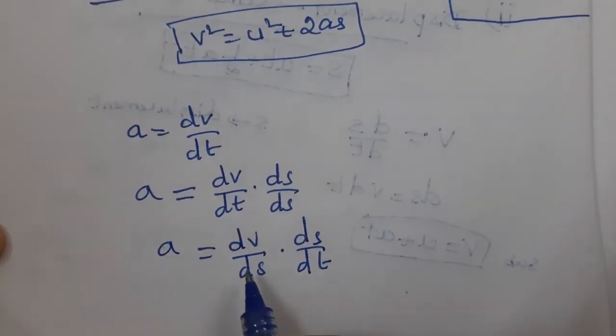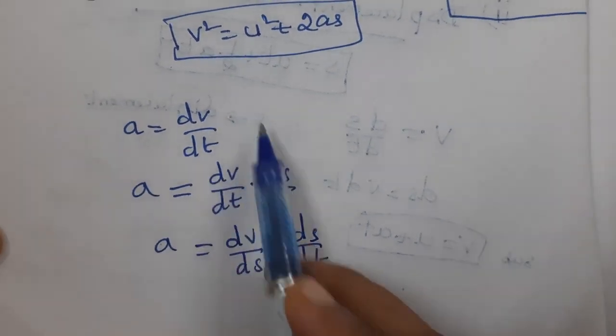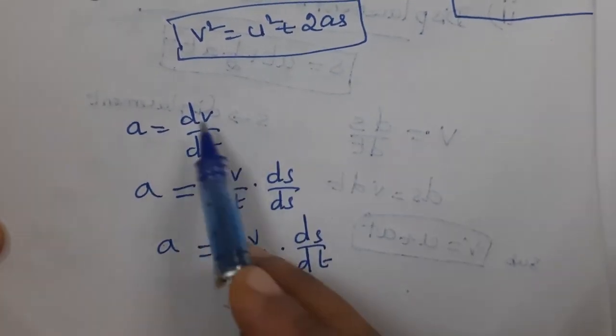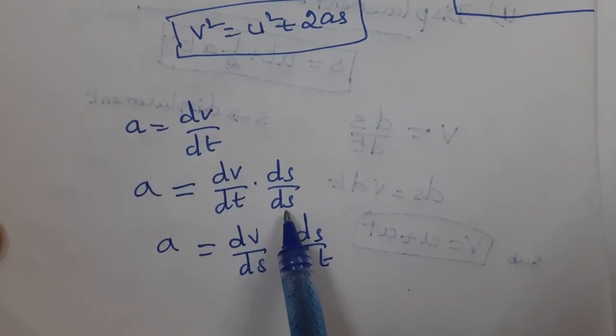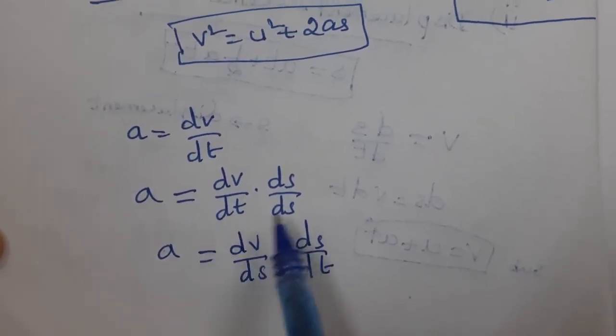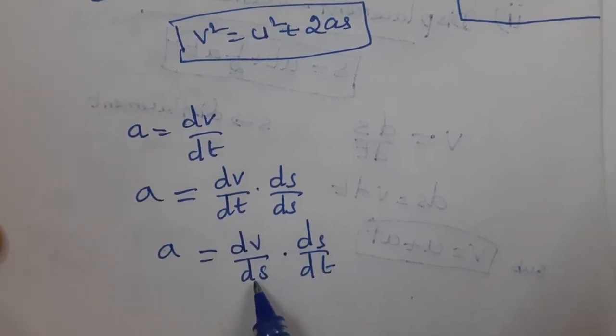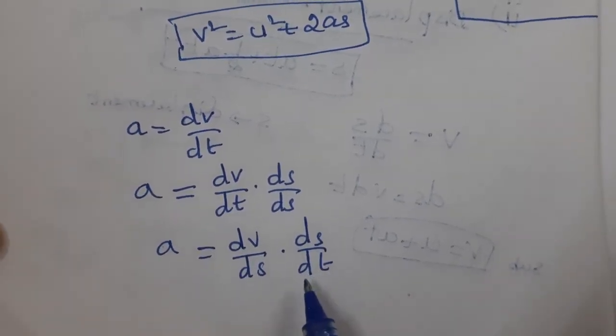Can I write like this? In this equation, multiplying and dividing by ds by ds, the equation will not change. Now we are rearranging the terms: this ds I am writing here, this dt I am writing here. There won't be any change. So a equal to dv by ds into ds by dt.